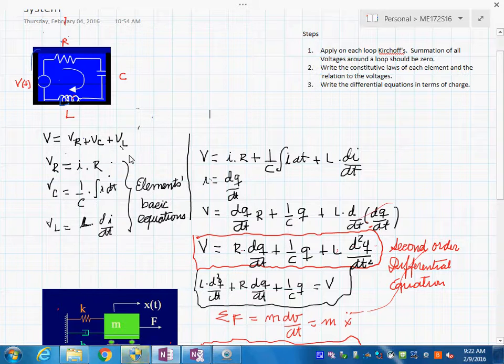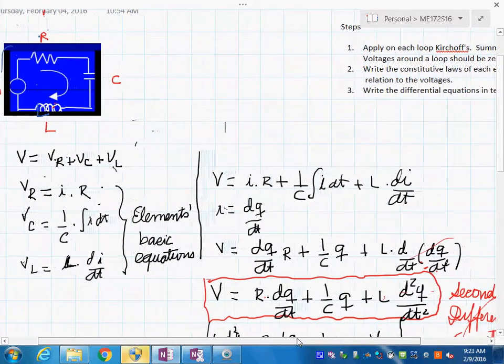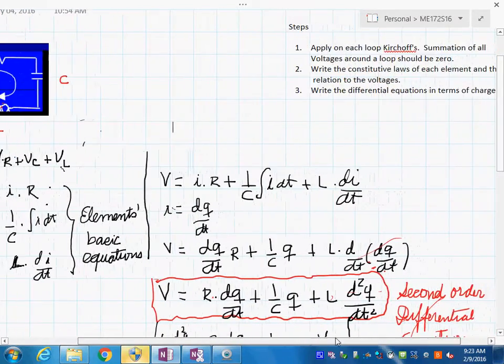And what we have here is the voltage V, the source, equals the voltage of the resistor, which is here. And then you have the voltage of the capacitor and the voltage of the inductor.